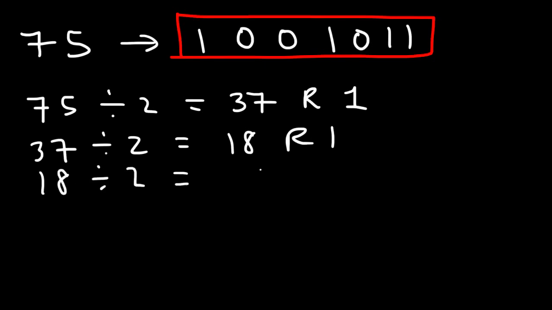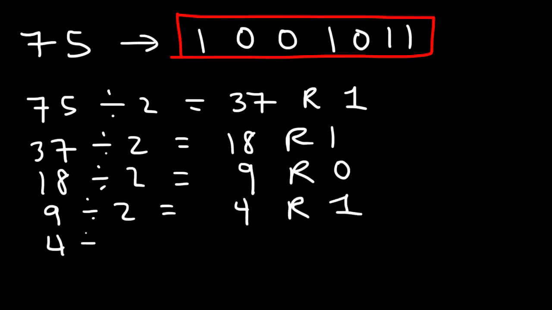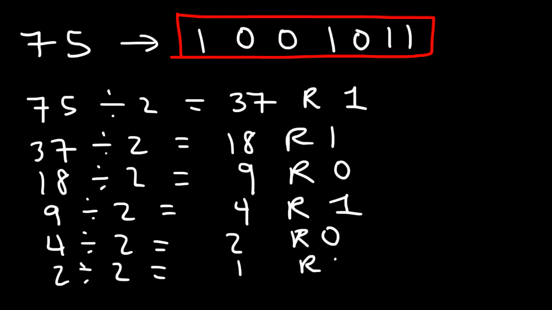18 divided by 2 is exactly 9, remainder 0, with no remainder. Then 9 divided by 2 is 4.5, so we say it's 4, remainder 1. Then 4 divided by 2 is exactly 2, remainder 0. Then 2 divided by 2 is exactly 1, remainder 0. Finally, 1 divided by 2 is basically 0.5, so we say it's 0, remainder 1, and then we stop here.